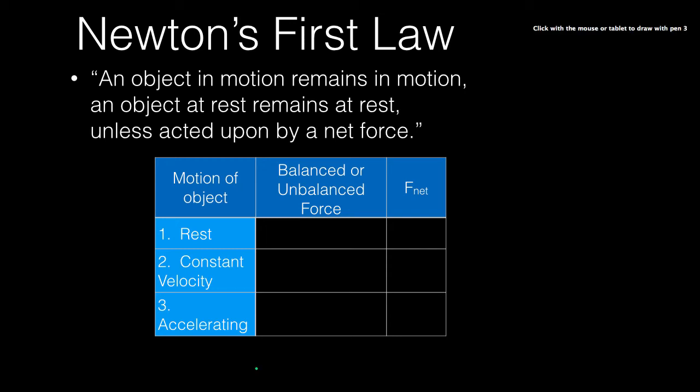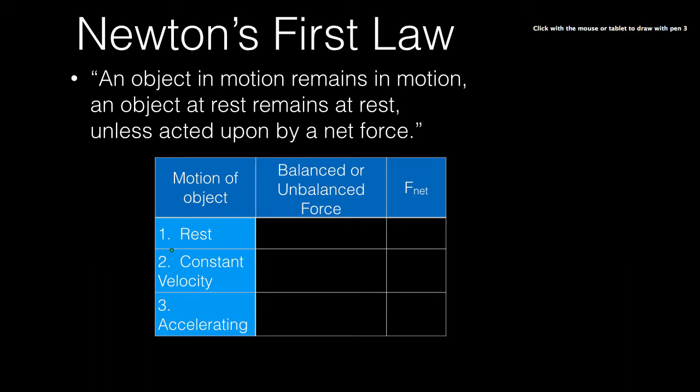Alright, in this video we're going to talk about Newton's first law, which states that an object in motion remains in motion, an object at rest remains at rest, unless it's acted upon by a net force. And we're going to work a lot of problems in this video, and I'm going to start with this table shown here on this page. I think it's very important to understand whether the forces are balanced or unbalanced in all of these scenarios, whether an object is at rest, moving at constant velocity, or accelerating, and whether a net force is present.